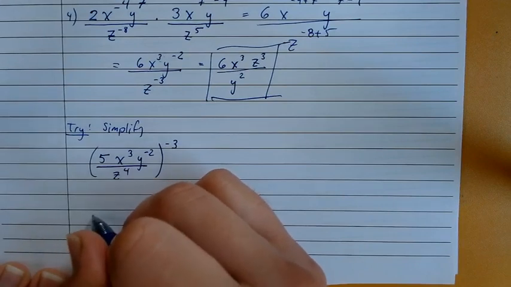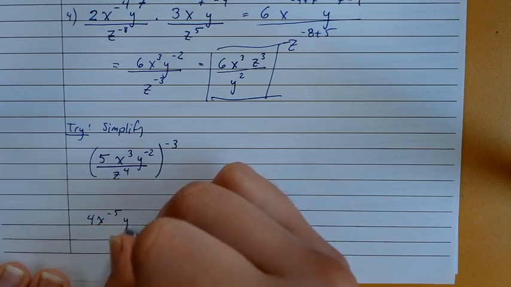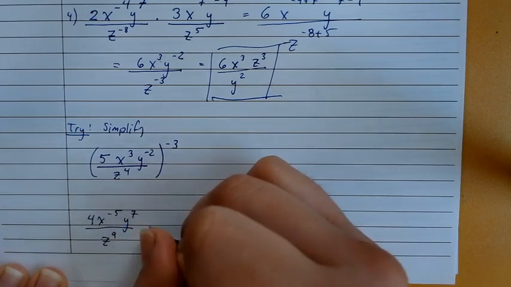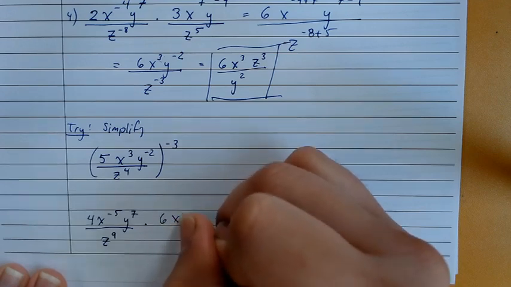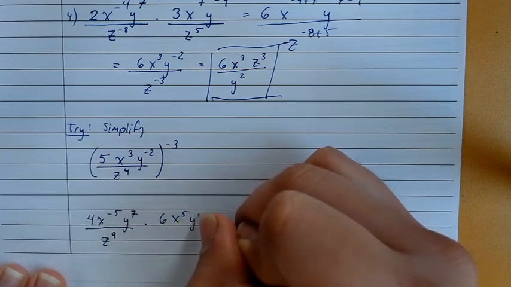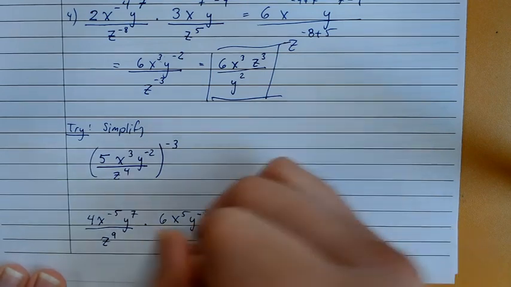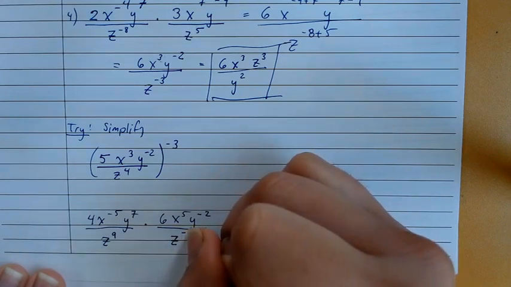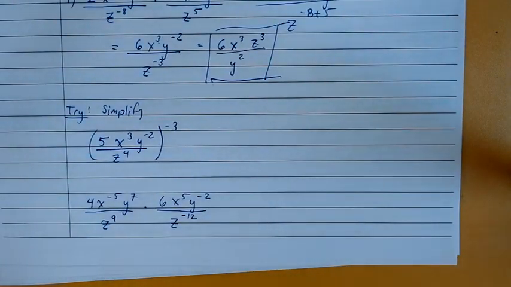You're going to multiply together 4x to the minus 5, y to the 7, over z to the 9th, times 6x to the power 5, y to the power negative 2, over z to the power negative 12. All right, go ahead and pause the video and give both of those a try. And once you're done, go ahead and unpause and we'll go through those together.